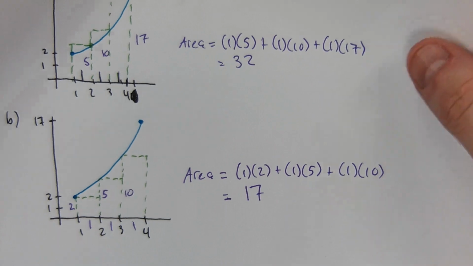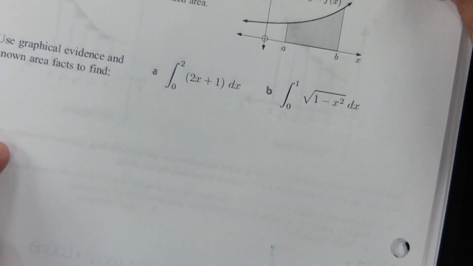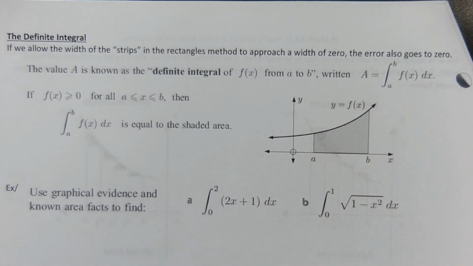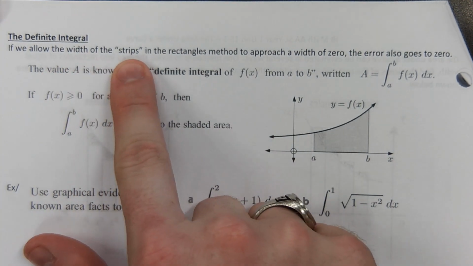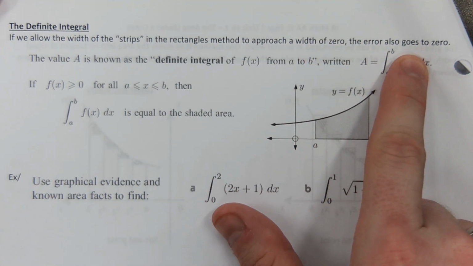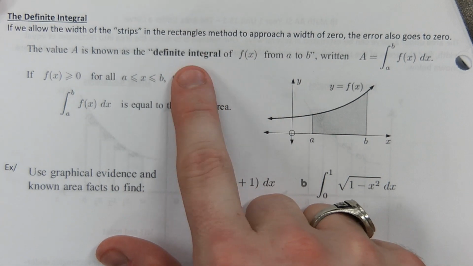Now, the other way that we can estimate areas underneath curves is by using known shapes. So we've got some fanciness going on here. And I already kind of alluded to this earlier, but we allow the width of those strips of the rectangles to approach 0. This would allow our error to go to 0. Doing that is actually called the definite integral.